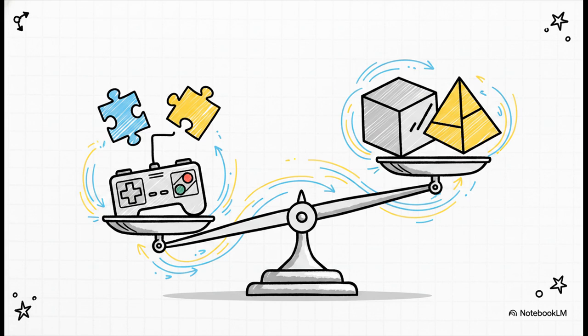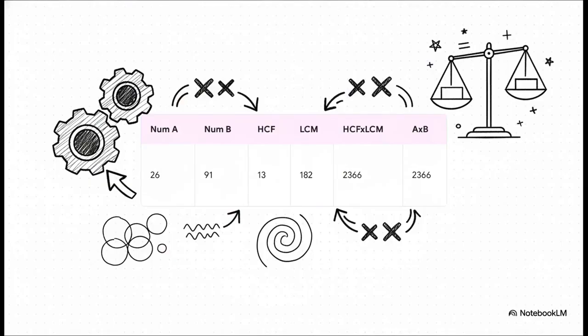If you take the HCF of two numbers and multiply it by the LCM of those same two numbers, it will always, and I mean always, exactly equal the product of the two original numbers themselves. This is a hugely frequently tested concept and just a fantastic shortcut, especially when you're tackling multiple choice questions. Let's look at a concrete example using the numbers 26 and 91 to actually see that cheat code in action.